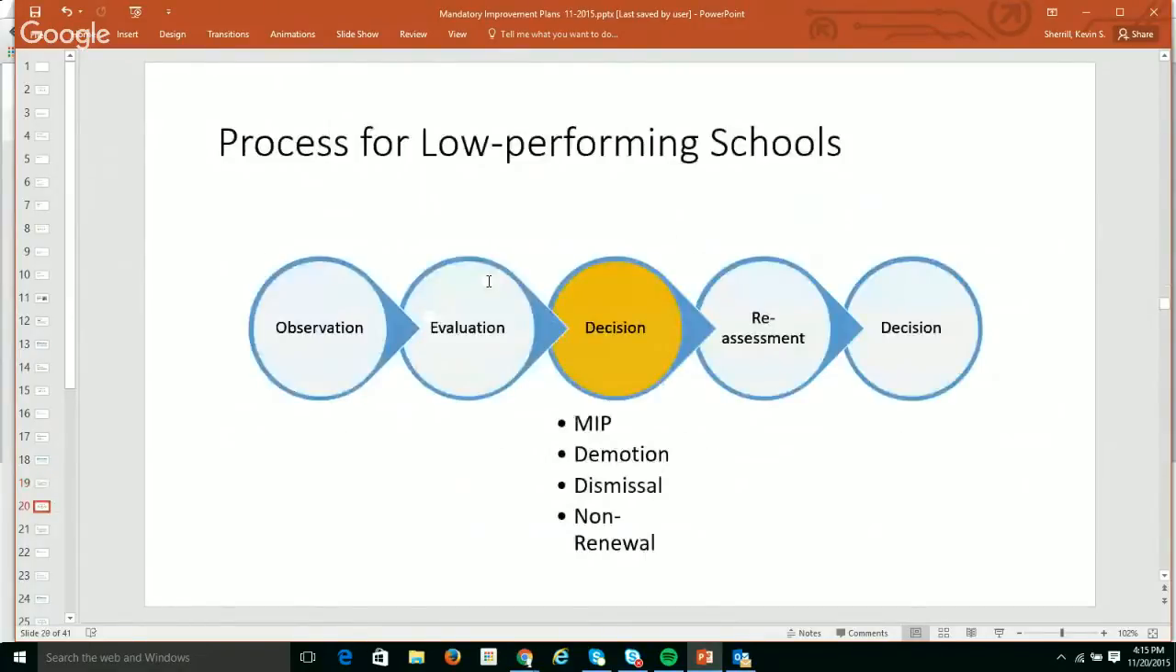So you've done your observation or evidence gathering, you've done your evaluation, and then we're at the first decision-making stage under the statute. And this is where you have to decide, are you going to put the employee on a mandatory improvement plan based on what you've seen? Are you going to demote them? Are you going to dismiss them? Or are you going to recommend them for non-renewal?